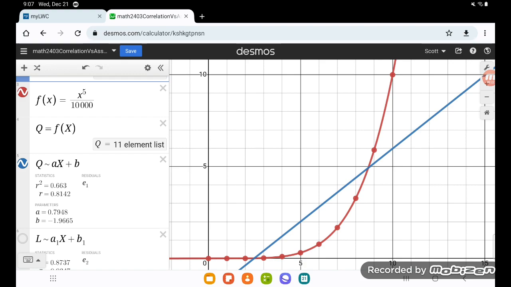So there is a perfect association, and so you see the correlation of 0.81, which isn't bad, really doesn't help me out though. Those data are definitely not well correlated. They are obviously, so we'll get rid of that blue line, in a curve, in particular a curve x to the 5th over 10,000. And so that is a perfect association.